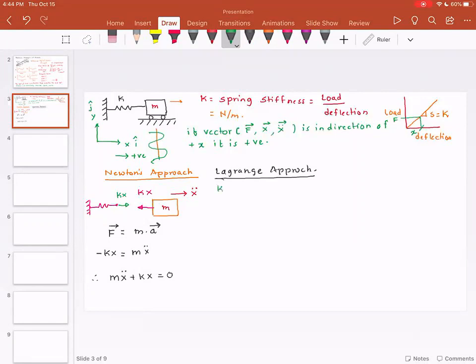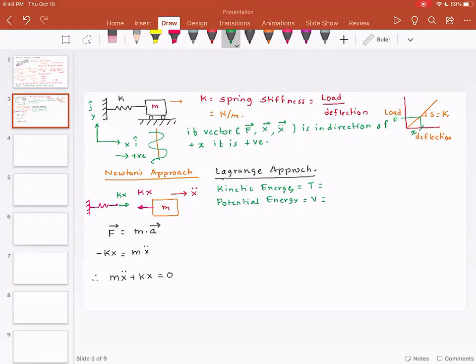The first thing is kinetic energy, which is called T, and then potential energy, which is called V. And then there is a famous Lagrange equation that you use that gives you the differential equation directly. So you can derive the differential equations without drawing any free body diagrams.